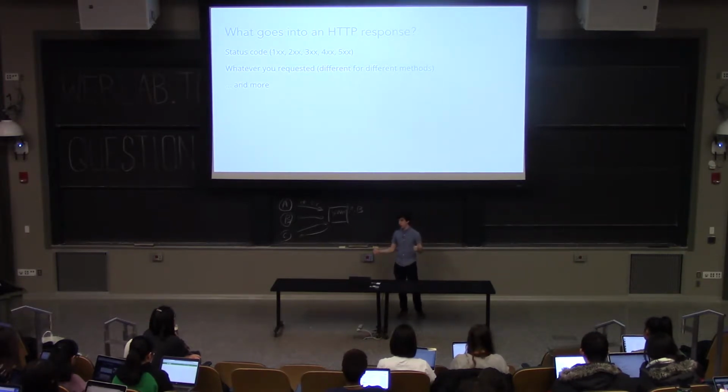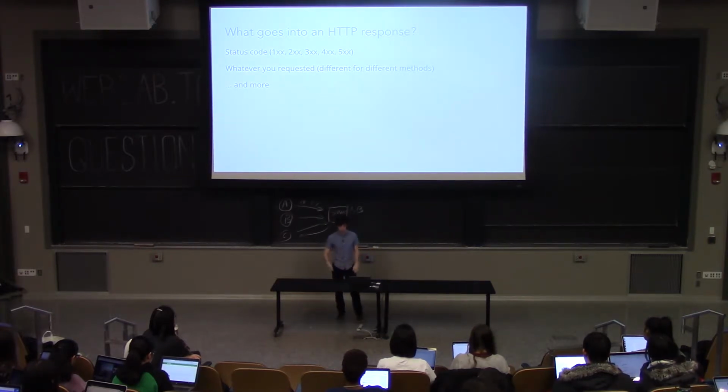You get something in the 300 range, you're probably fine. You get something in the 400 range, you're sad. Same thing for the 500 range. So 400, 500 are bad, 200 means something worked.